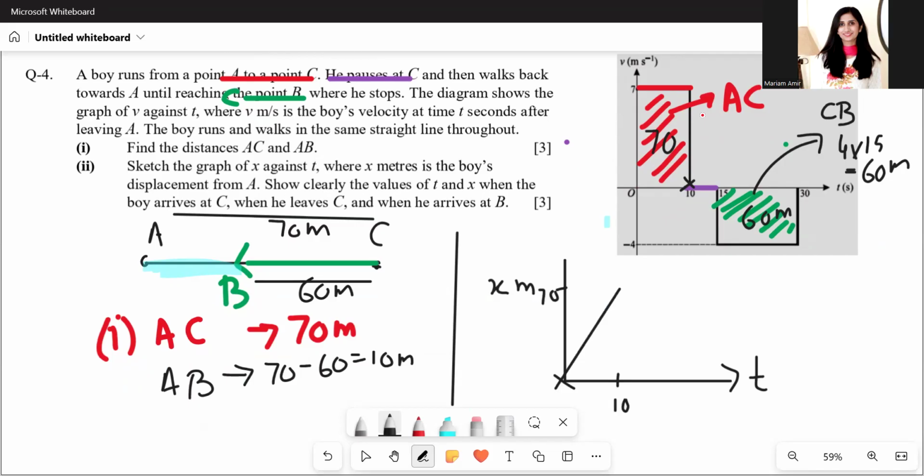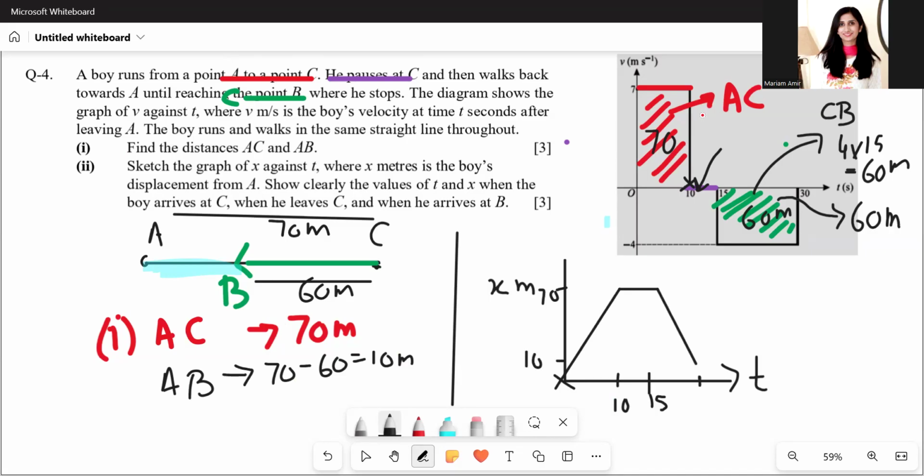Then the boy is at rest for the next 5 seconds. So I'm going to make a straight line for the next 5 seconds because there's no change in displacement. As the boy is not moving, the displacement does not change. And then this represents the return journey, and the boy returns towards the starting point till a distance of 60 meters. So we will draw this downwards. This should cover a 60 meters distance. So 70 minus 60 would be 10.